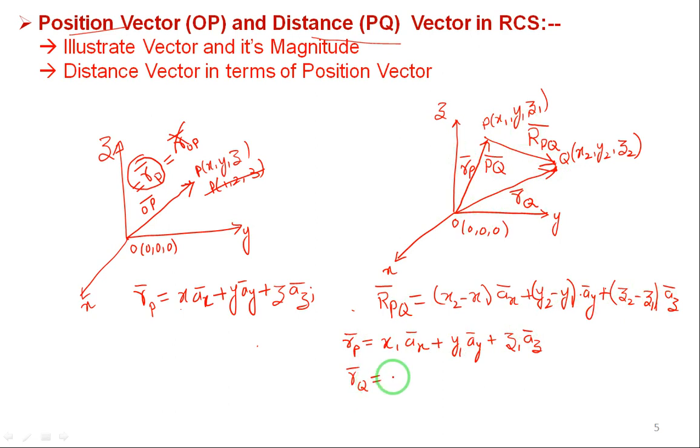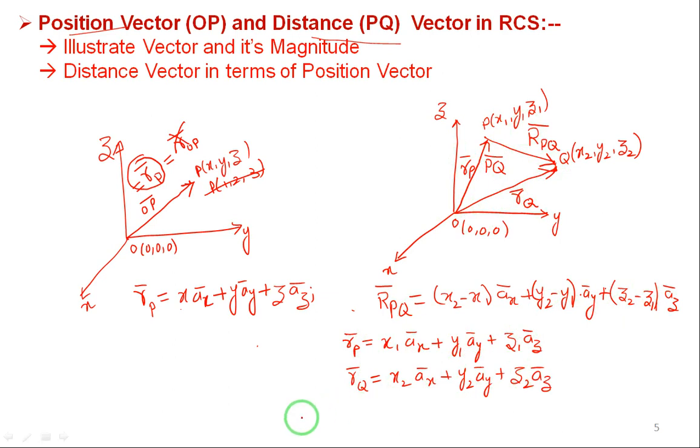So the coordinates of point Q are x2, y2, z2. So x2 into ax plus y2 into ay plus z2 into az. Okay.